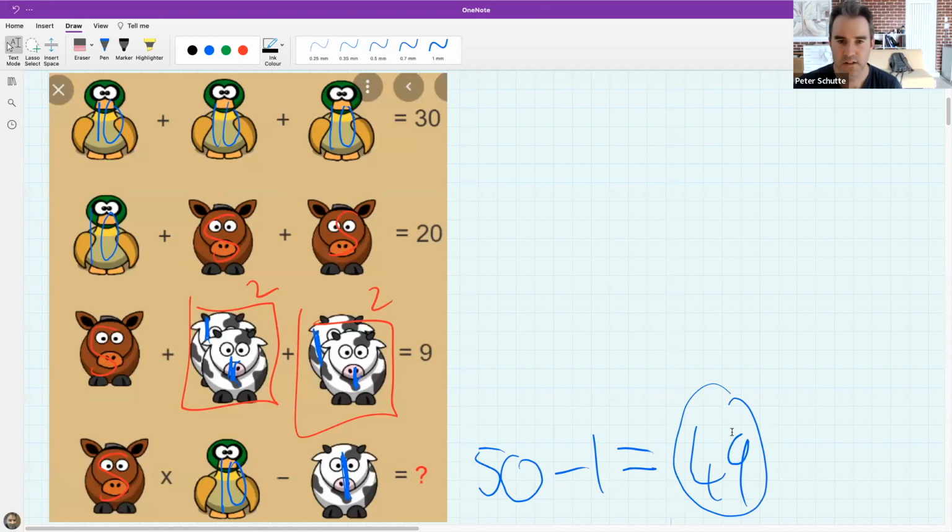49. Okay, so for those who got caught out, the reason you're getting 48 is just because you haven't noticed that there are 2 cows in the pen there, and on the last line there's just 1.